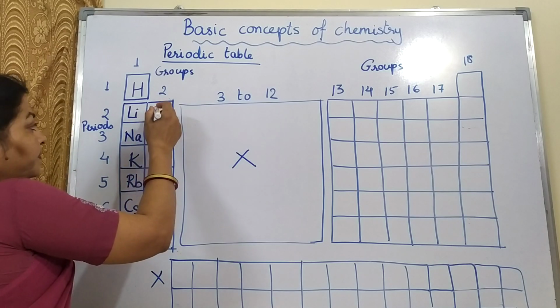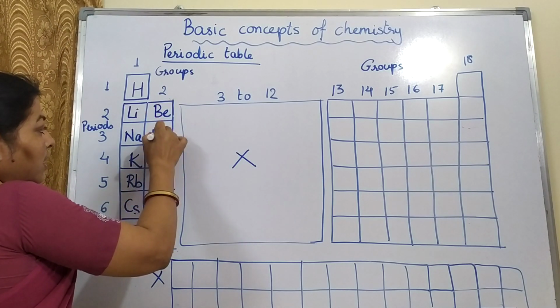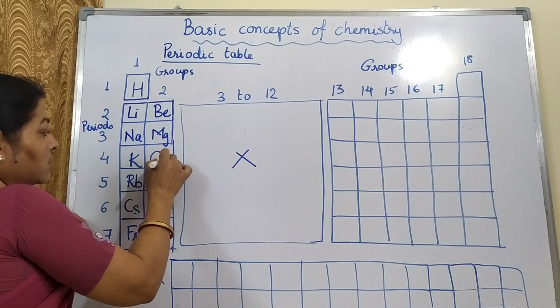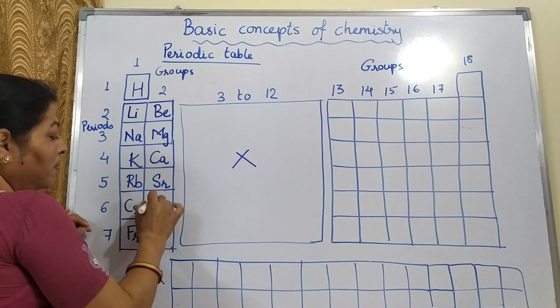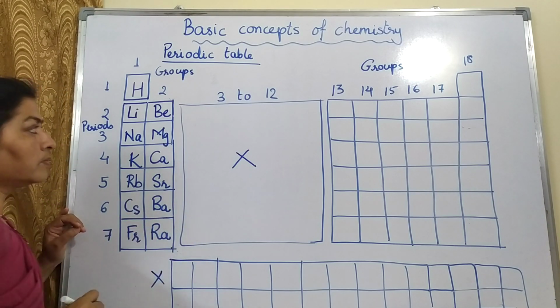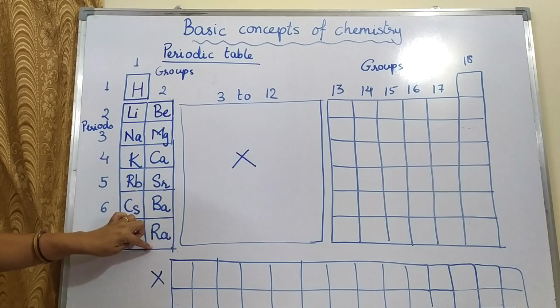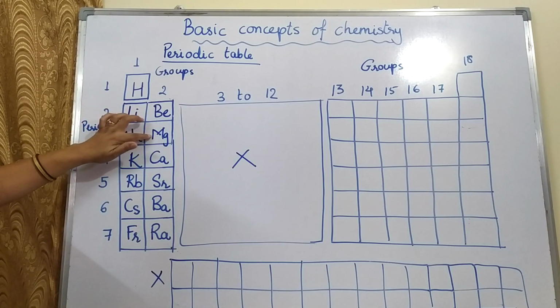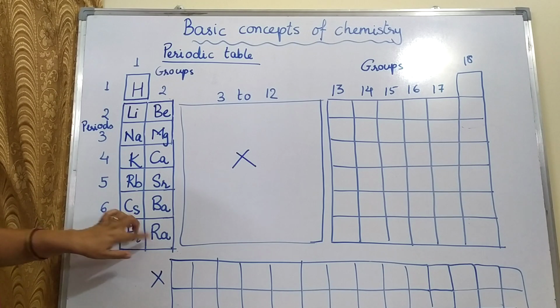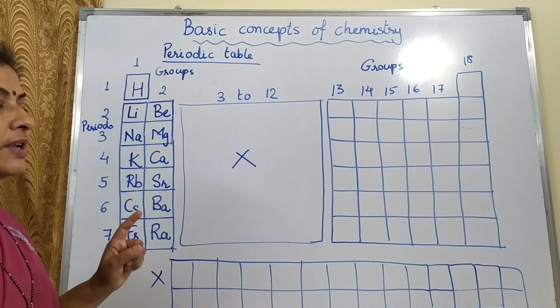Second group is beta, mange, car, scooter, ba, razi. So it is beryllium, magnesium, calcium, strontium, barium, radium. Beta, mange, car, scooter, ba, razi. So in this way you can learn the second group as well.